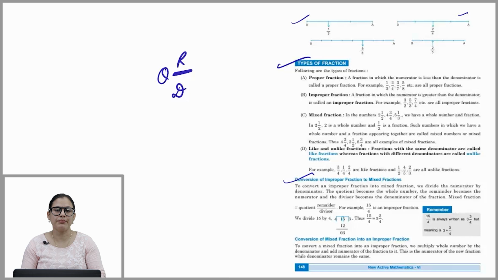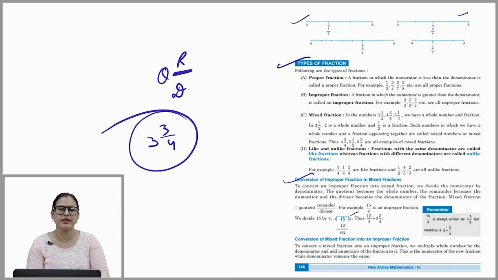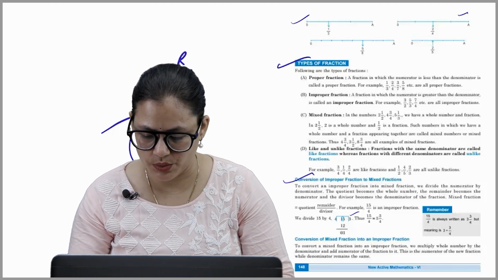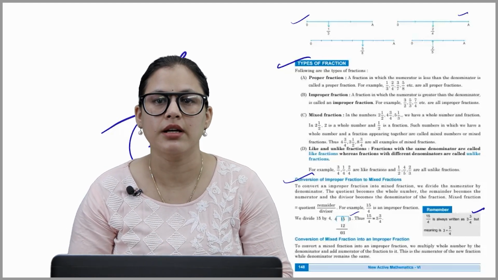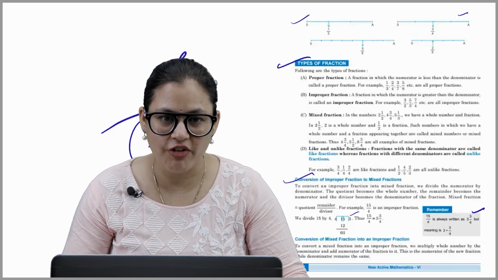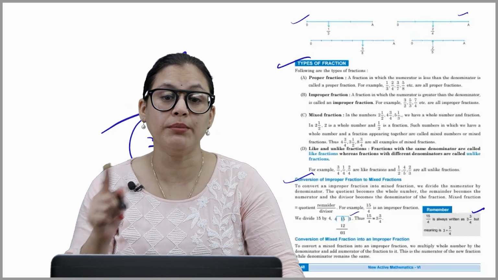Okay. For example, 15/4 is an improper fraction. If we divide 15 by 4, we get this. Okay, so here what is the quotient? 3 is the quotient. Okay, the remainder is 3 and the divisor is 4. So this is the mixed number, and this is how we convert an improper fraction into a mixed number. Okay. Remember, 15/4 is always written as 3 whole 3/4, but the meaning is 3 plus 3/4. Okay. Conversion of mixed fraction into an improper fraction.